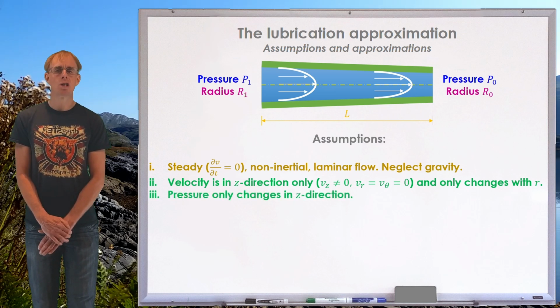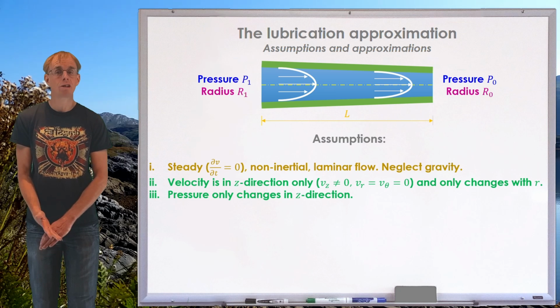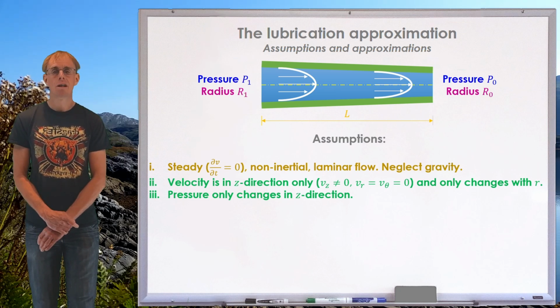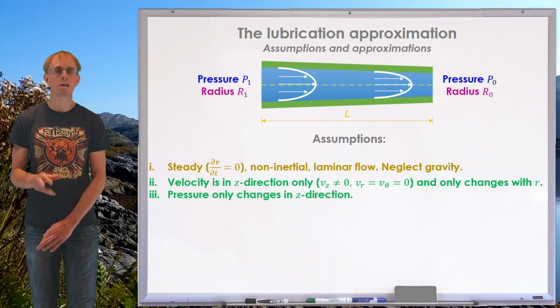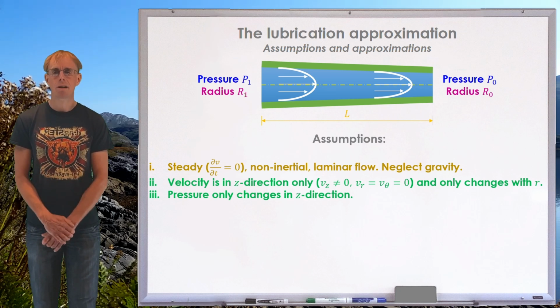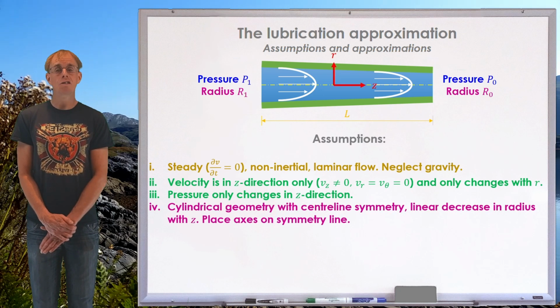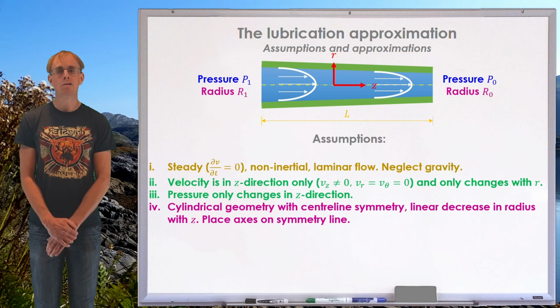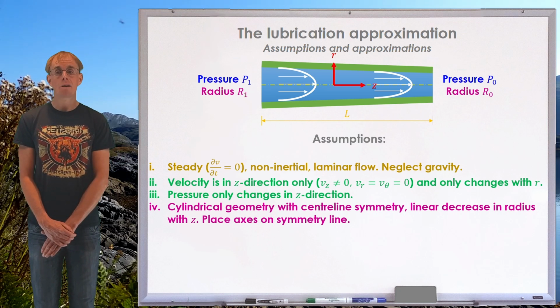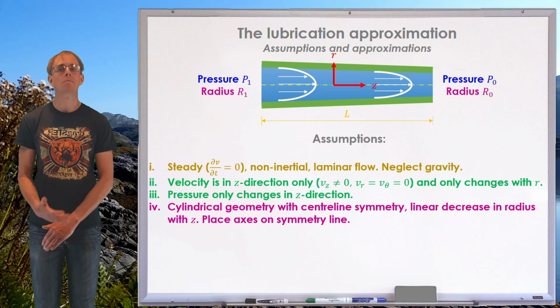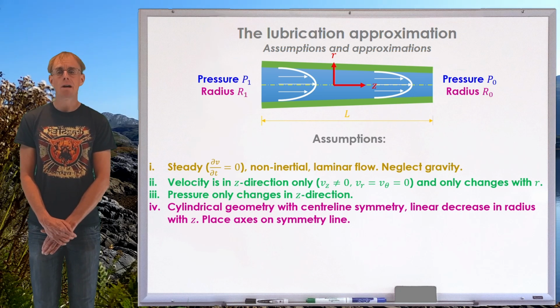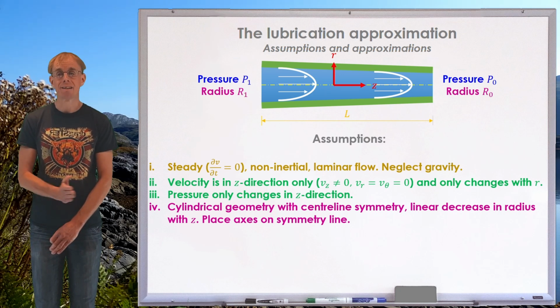So if we think about pressure now, we're going to assume that pressure only changes in the z direction. Same reasoning behind that as velocity only changing with radius. So we're only looking at the unidirectional flow case. Okay, in terms of geometry, we're going to assume that the flow geometry is cylindrical, and I've put some coordinate axes on there now. So my axial direction is my z direction, my radial direction is my r direction. I've got centerline symmetry, which is fantastic because that makes the problem a lot easier to solve. And furthermore, I'm assuming that there's a linear decrease in radius as a function of length along the axis.